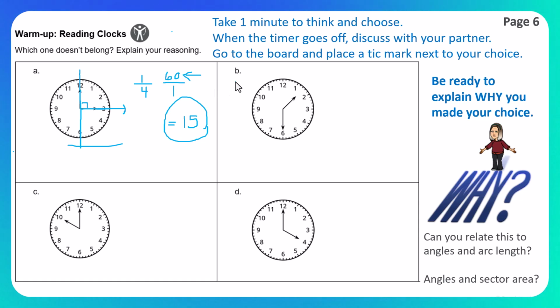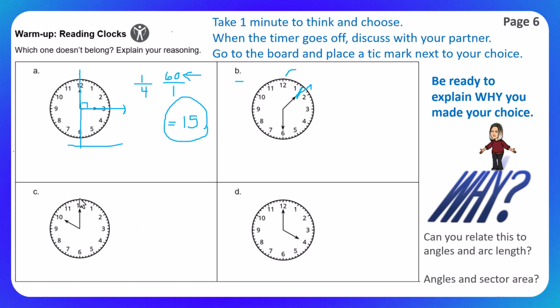All right, for B, okay, this is the only one that is not pointing in any way to 12. So 12 is not being pointed to. You see anything else? It's also not pointing to those numbers exactly. Okay, this arm is pointing somewhere in between 1 and 2, so it's harder for me to see exactly where it's pointing.